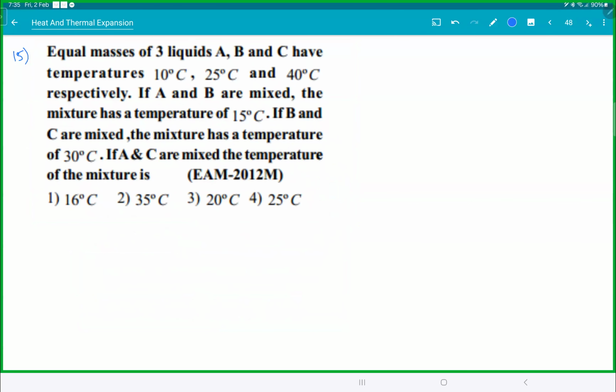We have equal masses of three liquids A, B, C. Temperatures are 10, 25, and 40. When A and B are mixed, the temperature became 15. When B and C are mixed, the temperature became 30. So if A and C are mixed, what is the new temperature?